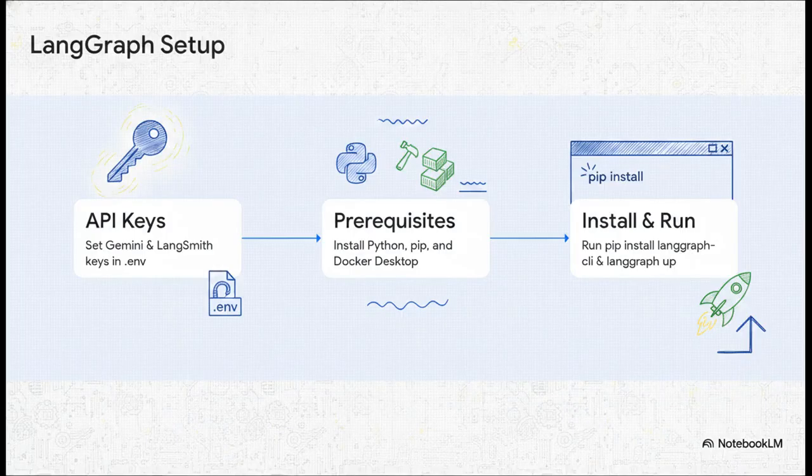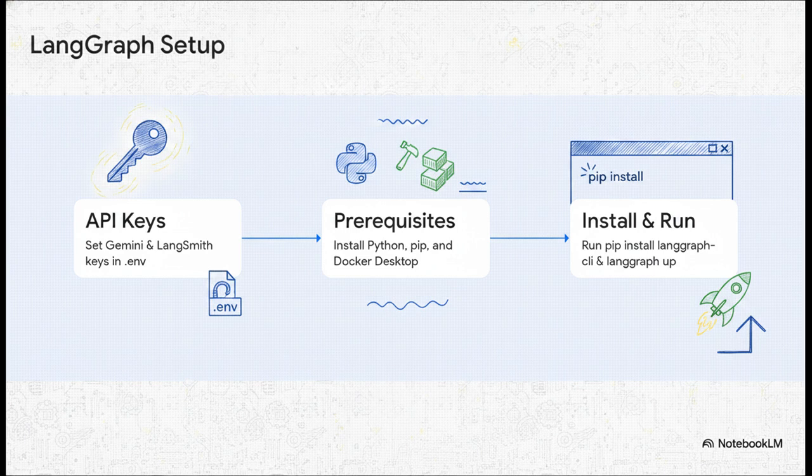Let's kick things off with our very first phase, which is establishing that foundational working environment right on your local machine. Now, building agents locally is fantastic because it gives you a safe sandbox to experiment in before you even think about pushing to production. To get LangGraph running, there are a few absolute necessities you've got to have in place. First up, your API keys. You'll need your Gemini key for the AI model itself and your Langsmith key for observability. You're going to want to place those securely in a .env file. You also need Python and pip installed to grab the command line interface. But crucially, and I can't stress this enough, you absolutely must have Docker Desktop running. LangGraph operates by spinning up containers behind the scenes, so no Docker, no LangGraph.